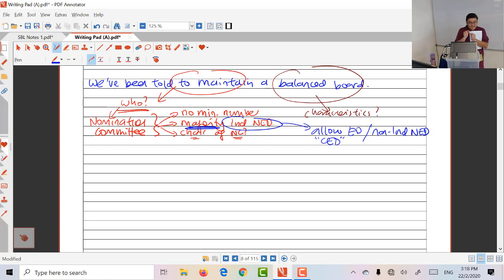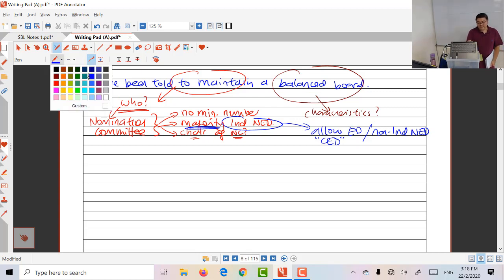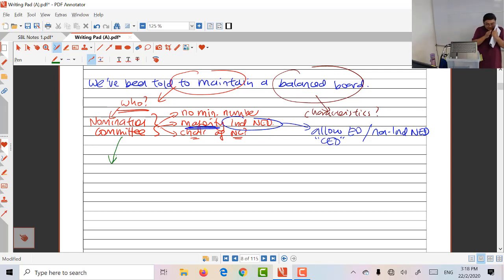Now, you can see that they give some leeway. Perhaps it's because of what I said: the CEO may be a good person to give input on what kind of people we might need. Now, nomination does that. And one of the main things we just said is that nomination has to maintain board balance. Now, we're going to expand on this point, when it comes to maintaining board balance.